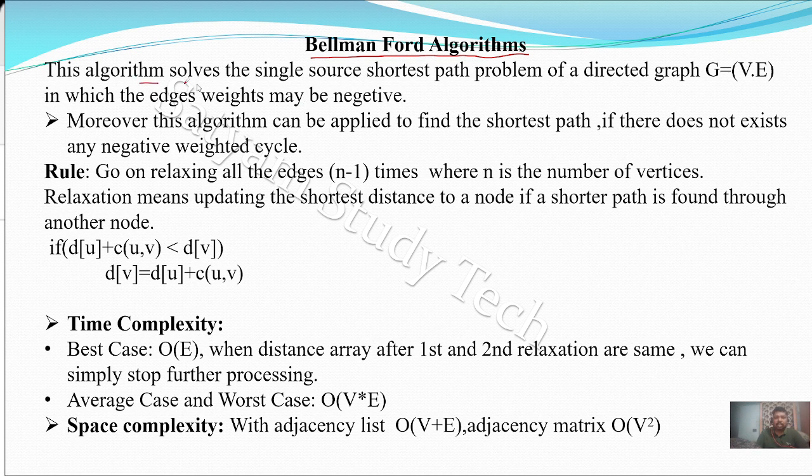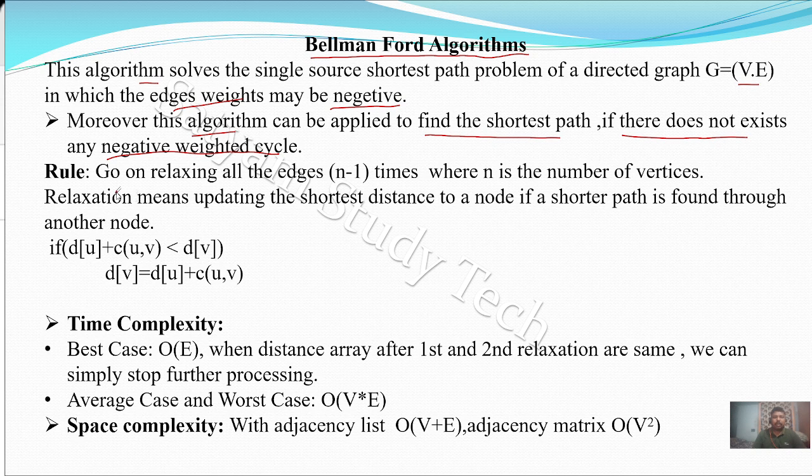This algorithm solves the single source shortest path problem in a directed graph. Bellman-Ford is designed for directed graphs only, in which the edge weight may be negative. Moreover, this algorithm can be applied to find the shortest path if there does not exist any negative weighted cycle. What is a negative weighted cycle? We can discuss that later. So what is the drawback here with Bellman-Ford?